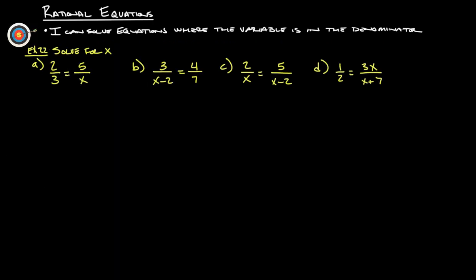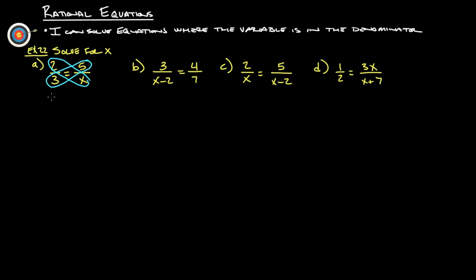Let's take a look at a couple examples here. Solve for x. If you'll notice, all of these here are a fraction equals another fraction. Whenever you get a fraction equals another fraction, I've always found these become a lot simpler if I just do cross products. So I'm going to take 3 times 5 and set that equal to 2 times x.